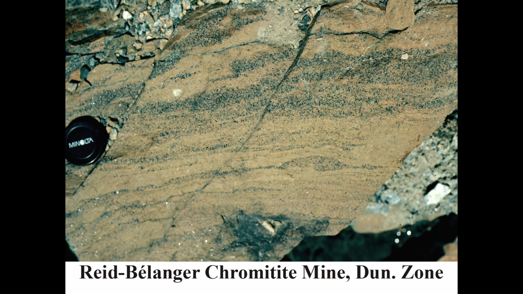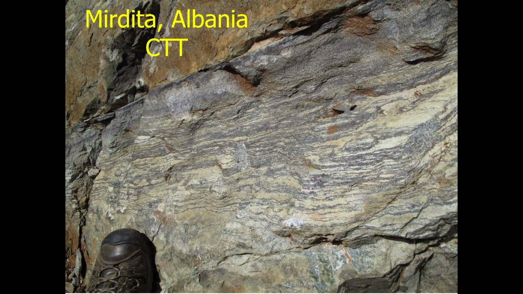This is the Reed Bélanger, one of the larger chromitite mines in Thetford. This is all that's left of it. When it was mined during the World War, the main chromitite zone was 12 meters thick of massive chromitite, so these things are non-negligible. This is an example from a working mine in Albania. You'll see that entire upper part there is all massive to semi-massive chromitite interlayered with dunite below.